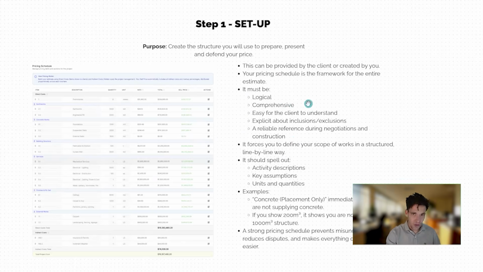It needs to be logical, so it needs to be a structured breakdown of the project scope that makes sense, where we're breaking down things comprehensively so every single individual task is covered. Next, we want to make sure it's easy for the client to understand. It shouldn't be confusing. It should be a very transparent way of presenting our pricing that explicitly shows what's included and excluded from the price. For example, if we're pricing concrete works and we're not including in our price the supply of the permanent materials like concrete and reinforcement, we should say that in our pricing schedule. We should say concrete structure XYZ excluding permanent materials.